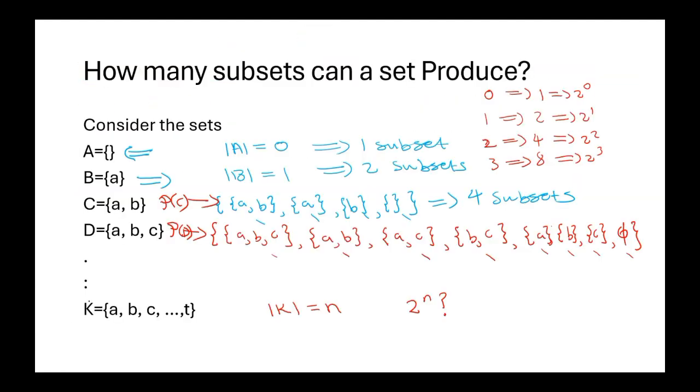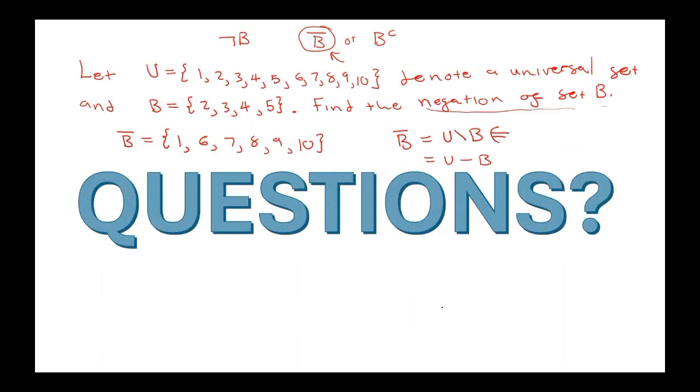Earlier we saw that the number of possible subsets follows 2 to the power of the cardinality, but it's not sufficient to show with examples that the cardinality is 2 to the n. So consider this set here. Assume that the cardinality of k is equal to n. So how do we get subsets? We just remove one element at a time, right?